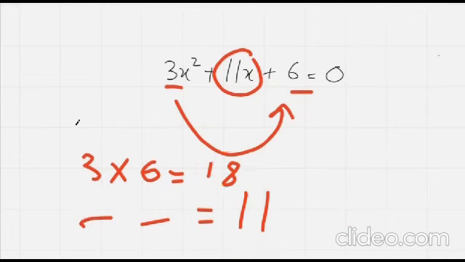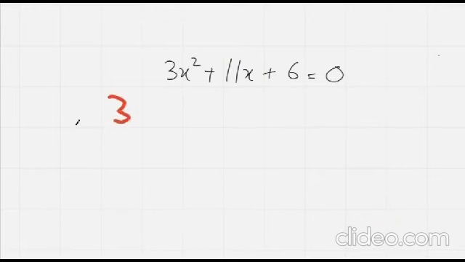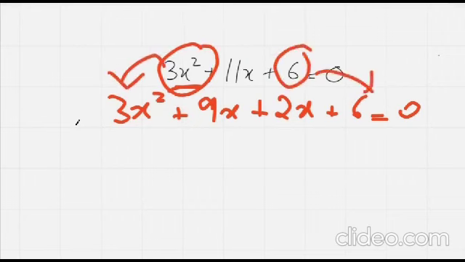Okay, now it's time to solve the quadratic equation, but you should keep in mind that 2 and 9 are the numbers that we're going to use. So over here I'm going to write 3x squared plus 9x plus 2x plus 6 is equal to 0. Now what we have to keep in mind is that we're going to copy this 3x squared as it is. We're going to copy 6 as it is too, but we're going to break this 11 into these two numbers that we have just found. That's how you have to write your equation.